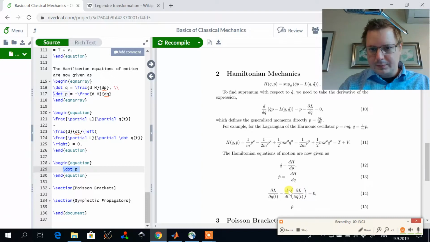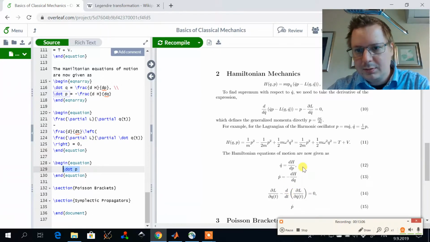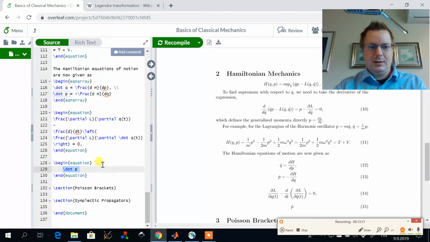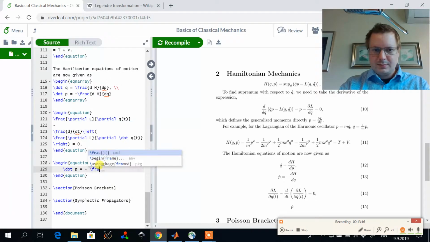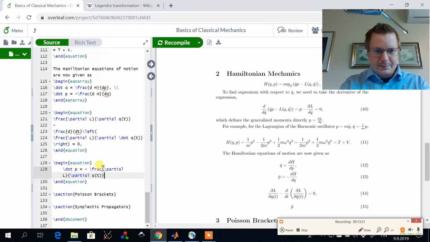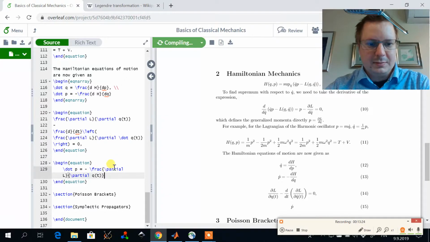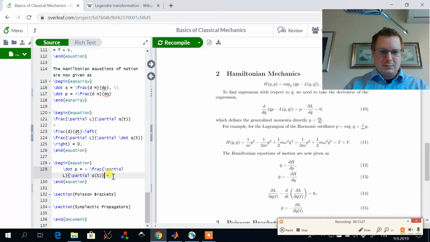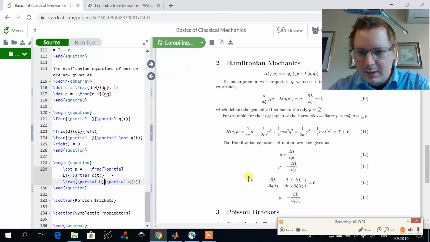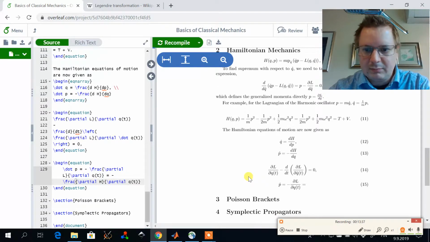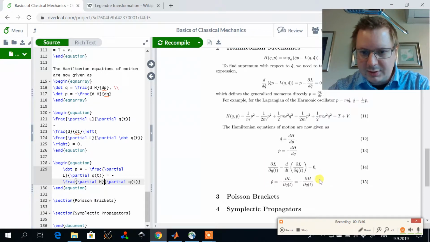And then this will be minus the partial derivative of L with respect to q. So I think I can just do this. I'm not actually sure, but this is now the first Euler-Lagrange equation.